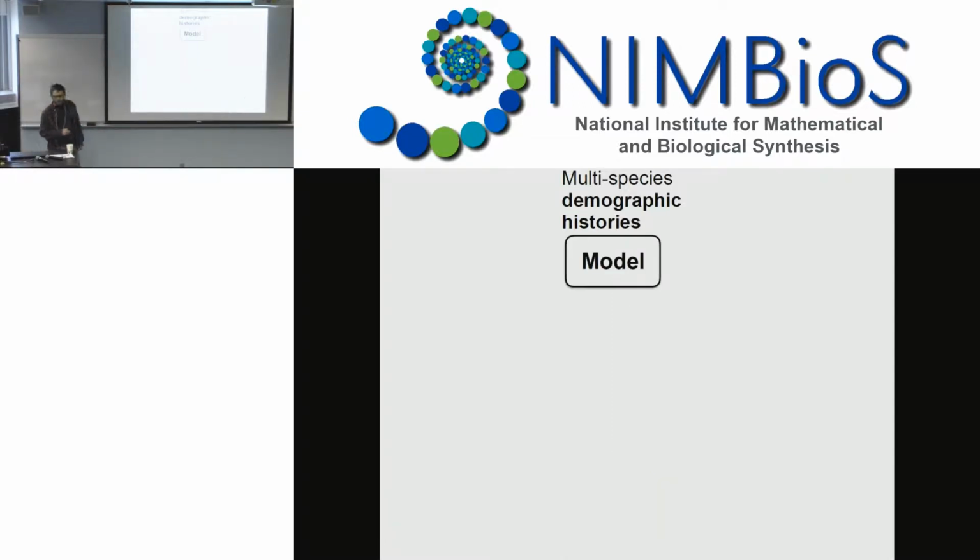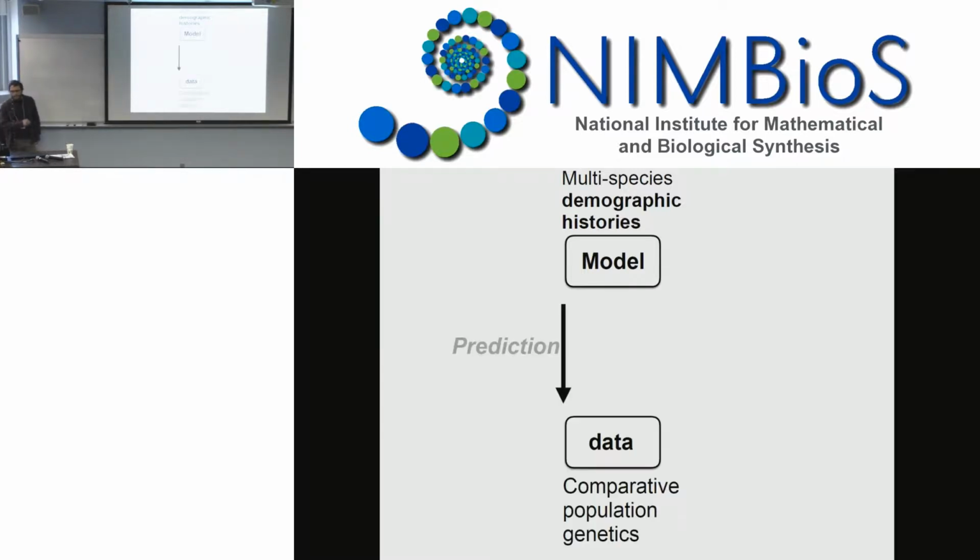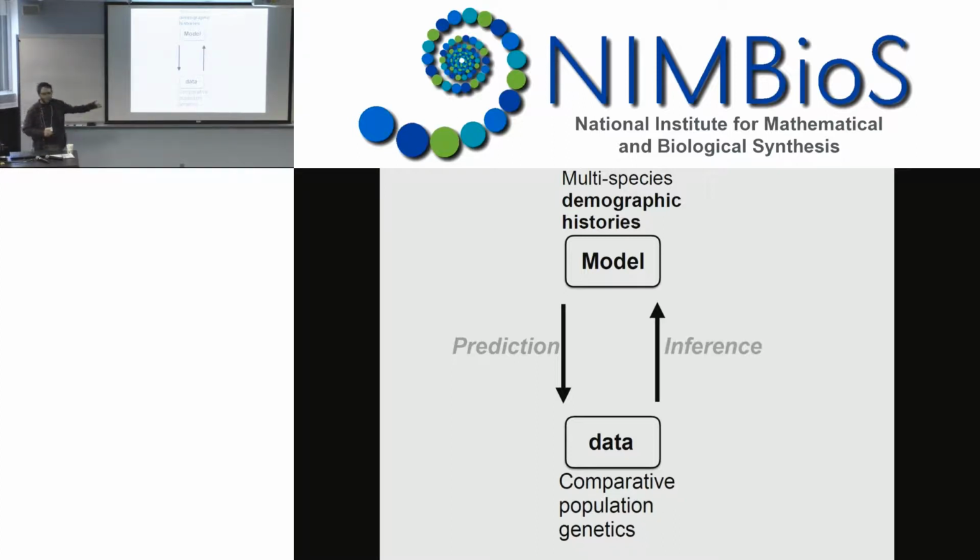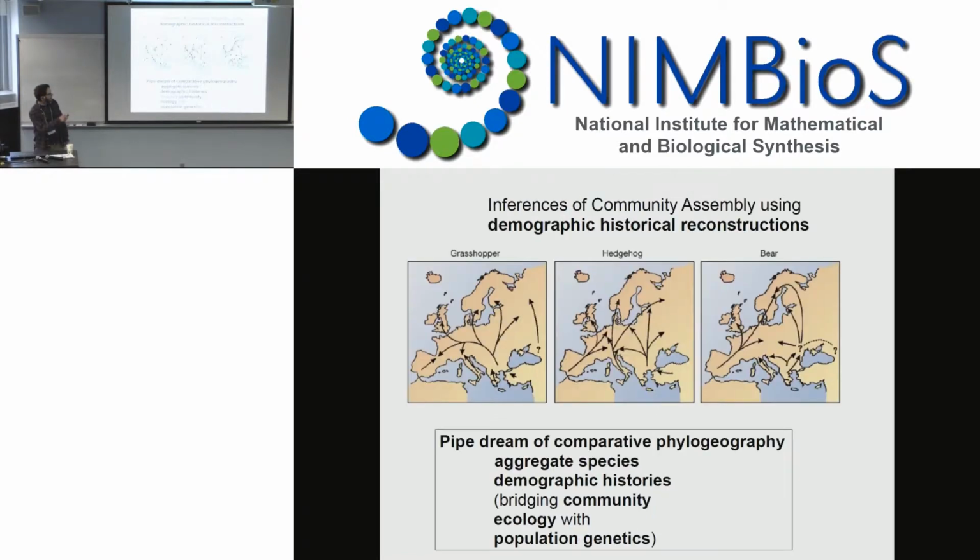And then, I generally use a model-based approach, a statistical model that can generate distributions of data. In this case, again, comparative population genetic data, so aggregated population genetic data sets that we pool for multiple species, and then eventually we have to move backwards to infer something about these historical models. And I should just say that this has been a pipe dream from the early days of phylogeography and comparative phylogeography to make aggregate species demographic histories.